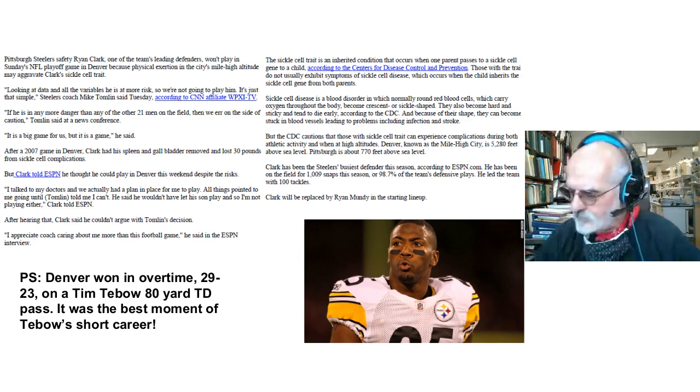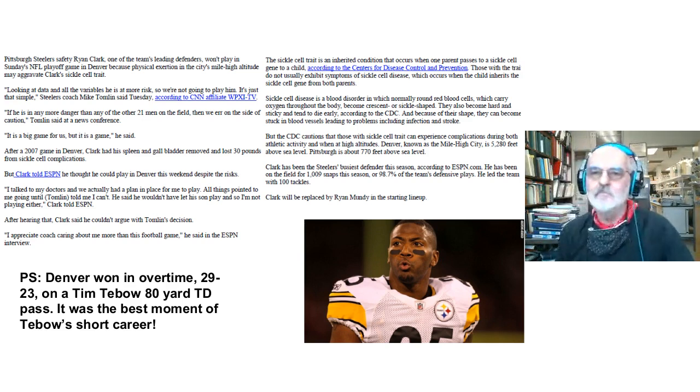Now, generally speaking, I have been saying, although not emphasizing, and we will talk about this a little more next week, that people who carry around a single gene that have sickle cell trait generally are asymptomatic.